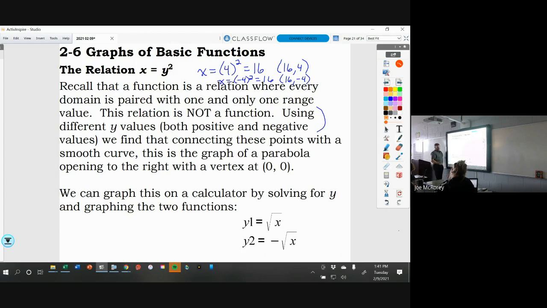If I wanted to graph this, we're going to solve for y. So I have y squared equals x. Let's get y by itself. What do we do? Square root. And the square root of y squared is y. And the square root of x is? Plus or minus the square root of x. Yes, because x is going to be a number. Okay?